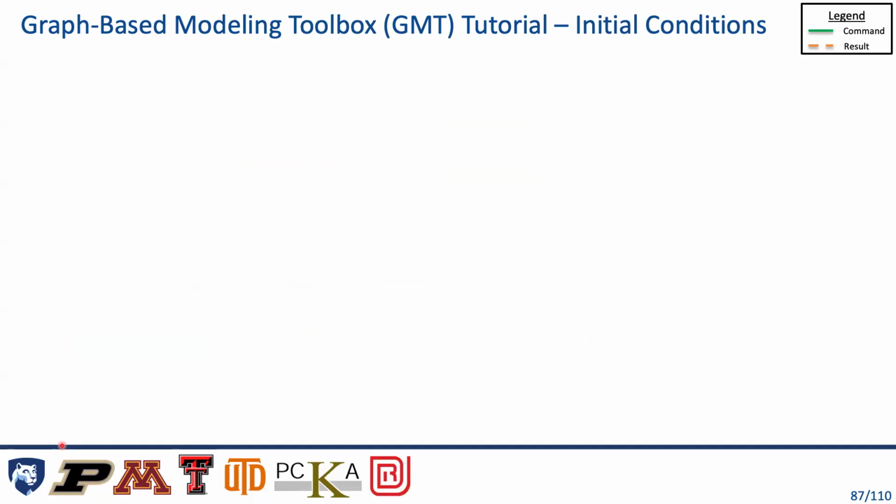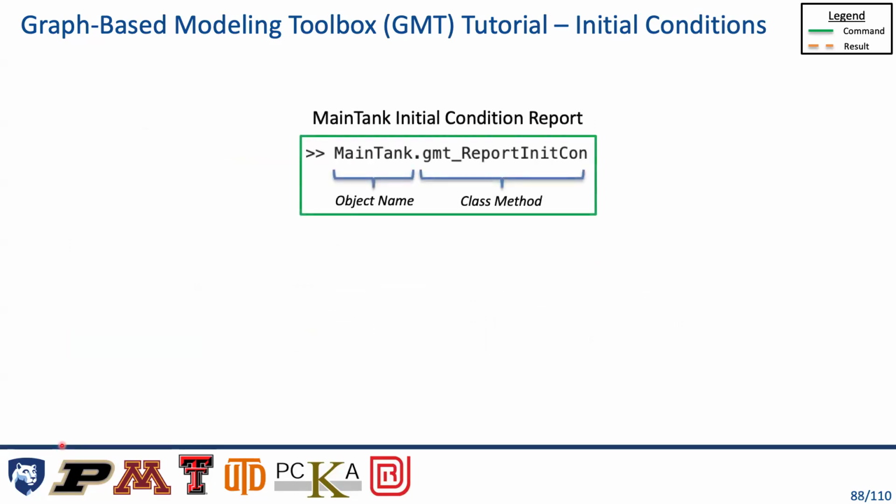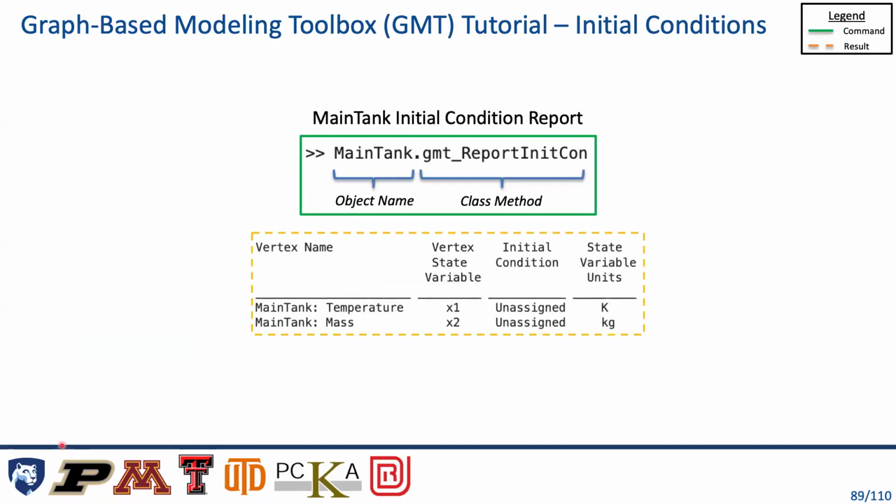Next is adding initial conditions. Initial conditions can be added to models, but we have to understand which initial conditions need to be assigned. There's a report for that. In this case, it's report initcon. This tells us that we have two dynamic states for our main tank, temperature and mass, corresponding to X1, X2. Right now, the variables are unassigned, and the state variable units are Kelvin and kilogram.